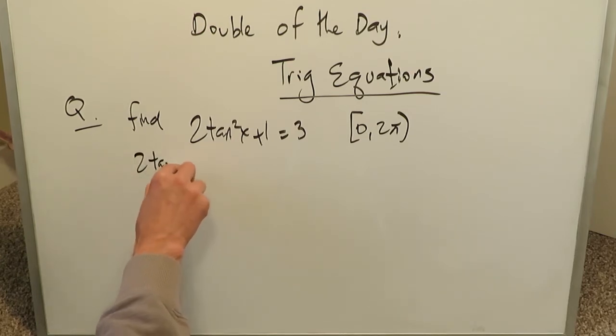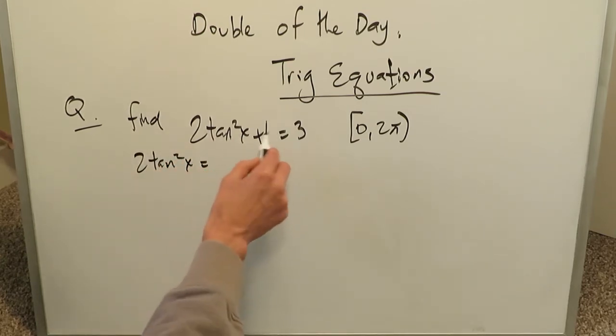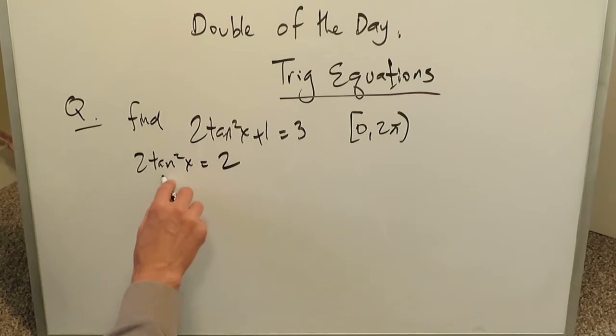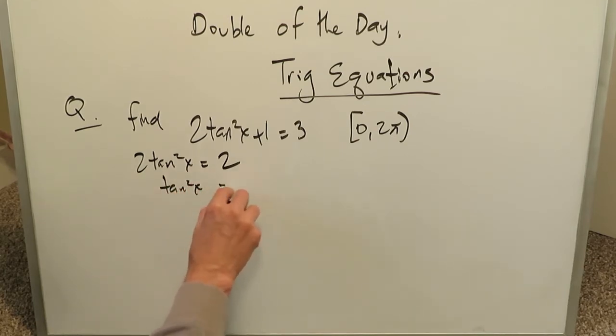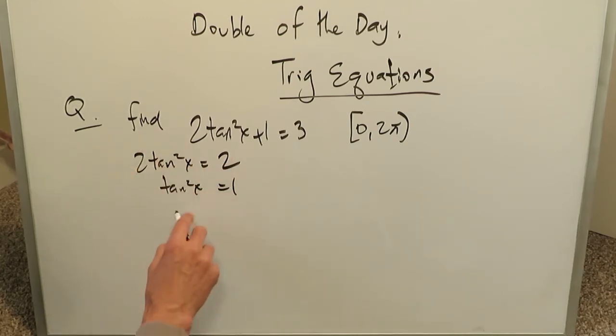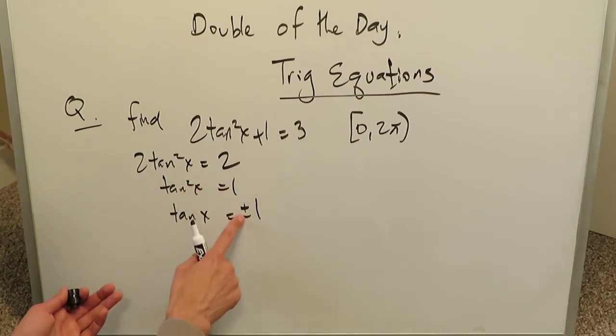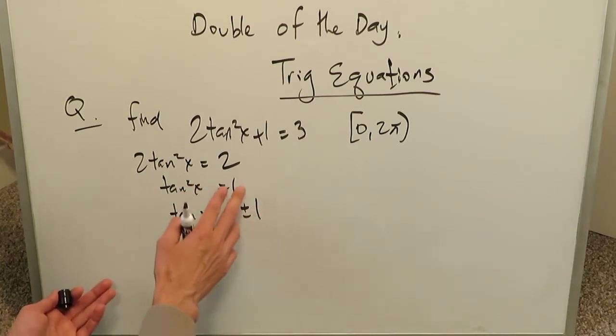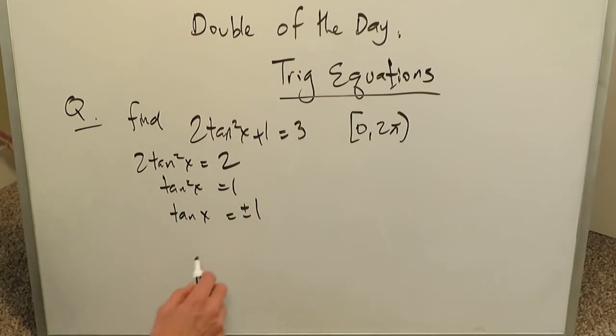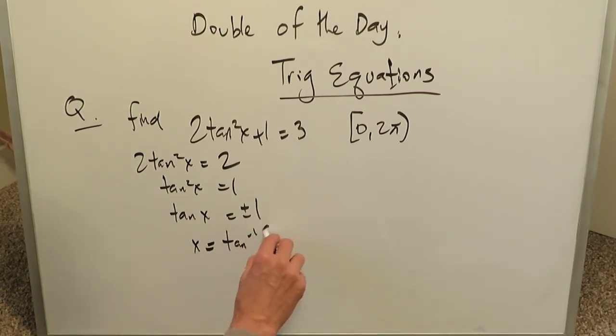So for this tan square component, take the 1 on the other side, you get 2. Take the 2 on the other side, you get tan square x equals 1, because 2 divided by 2 is a 1. Take the square on the other side, tan x is equal to plus and minus root 1, which is plus and minus 1, because 1 square and minus 1 square give you that 1. And then take the tan on the other side, you get arctan or inverse tan of this plus and minus 1.